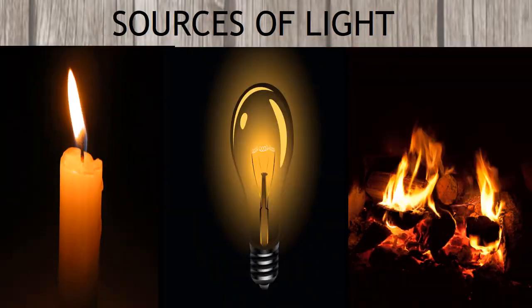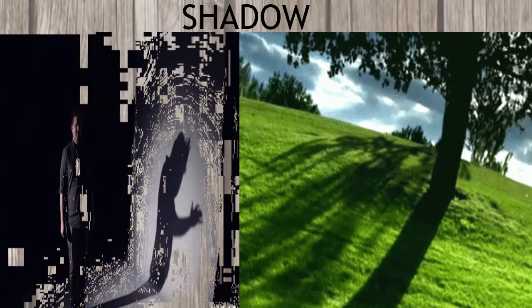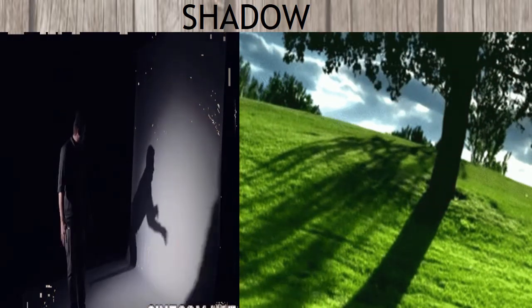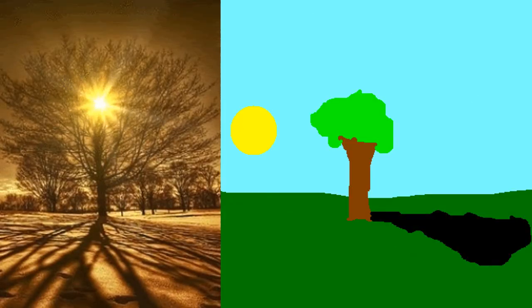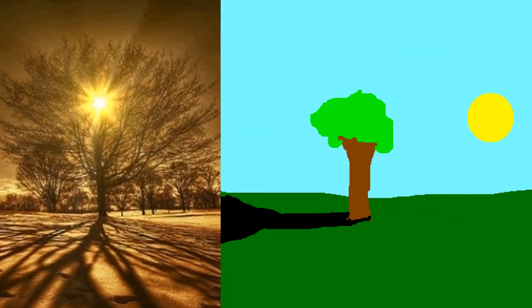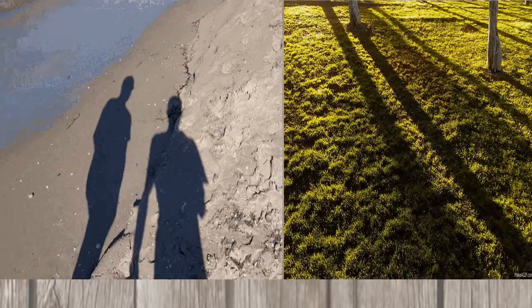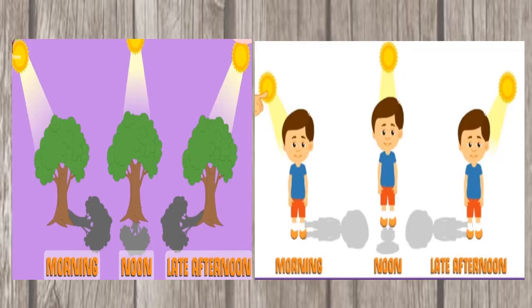These are some sources of artificial light which help us to see things around us. A dark patch formed on the ground or wall when an object does not allow light to pass through is called a shadow. The position of the sun changes throughout the day, so the shadows are of different lengths at different times of the day. A shadow is formed on the opposite side of the source of light. Shadows are long in the morning and evening. They are shorter at noon.